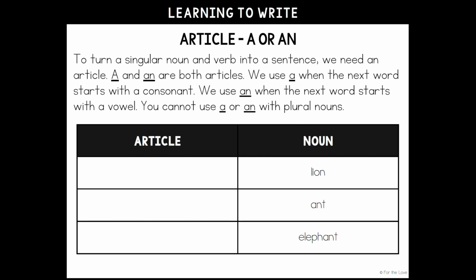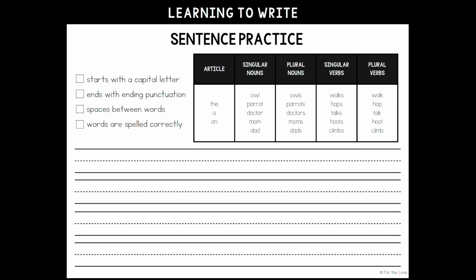This is something that sounds right and wrong to native English speakers, but if you don't have native English speakers in your class, or you have students who can't hear that yet, you will want to teach it explicitly, which means we want to teach it explicitly to everyone. Here, students are given nouns and they need to pick the right article based on if the noun starts with a consonant or a vowel. There's the answer key. And now we have sentence practice.